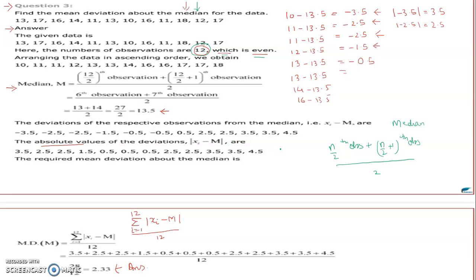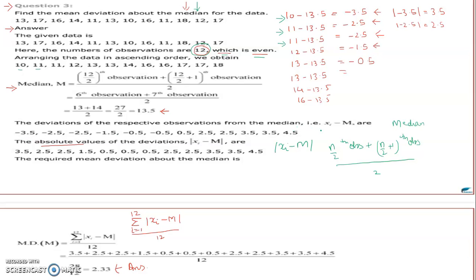Now the next step is xi minus m within the bars. First you can directly subtract and then you can take the absolute value. So what is xi? Your first xi is 10, then 11. So 10 minus 13.5, then 11 minus 13.5, then again 11 minus 13.5. Even if the number is repeated, you have to repeat the calculation. So minus 3.5, that is why minus 3.5.